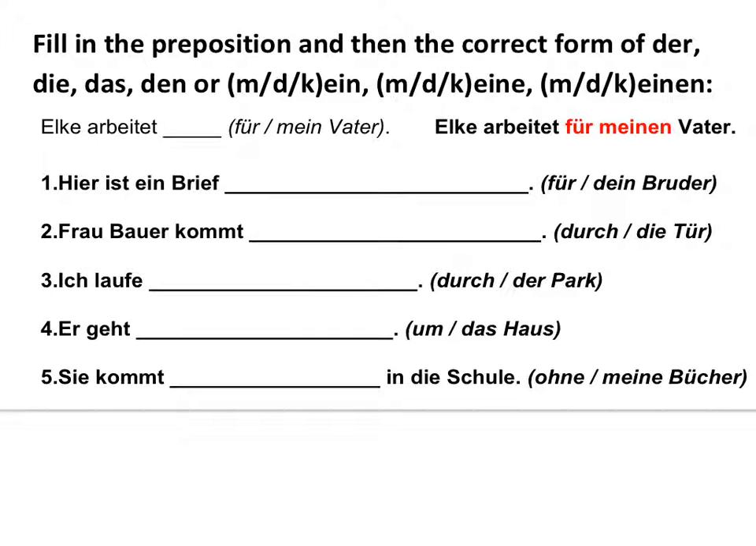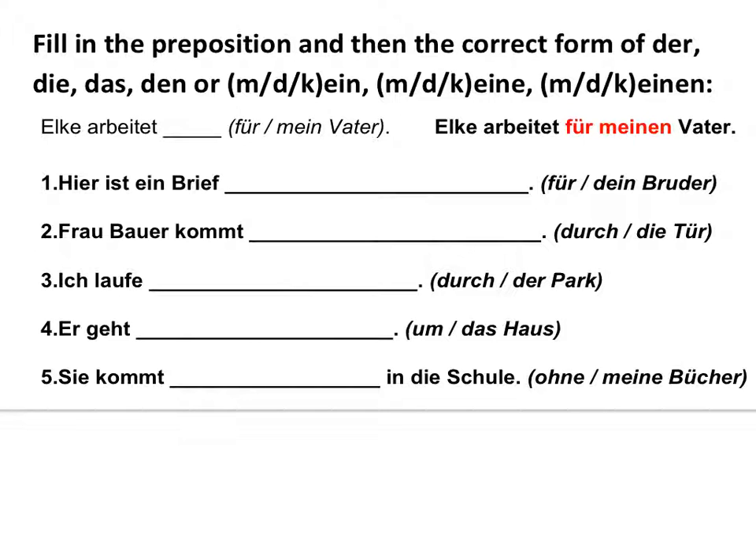Okay, so we're going to do a few samples. You're going to fill in the preposition and then the correct form of the der, die, das, or den, or maybe a mein, dein, or kein word, based on the fact that it's now accusative. We're going to do a couple of them together, and then we've got another slide, and you'll do some others on your own to see how it goes. Okay, so here's your example.